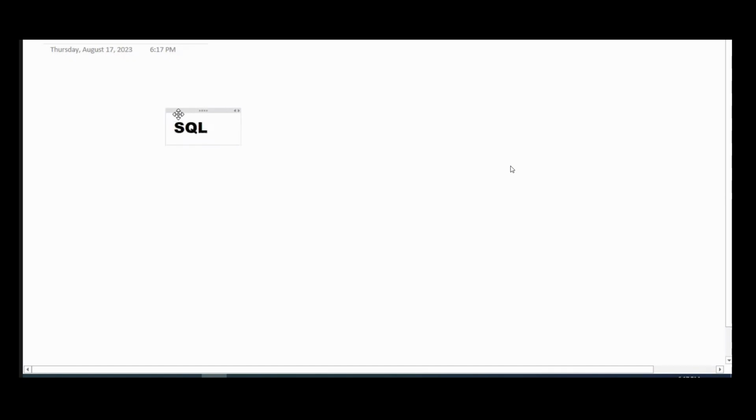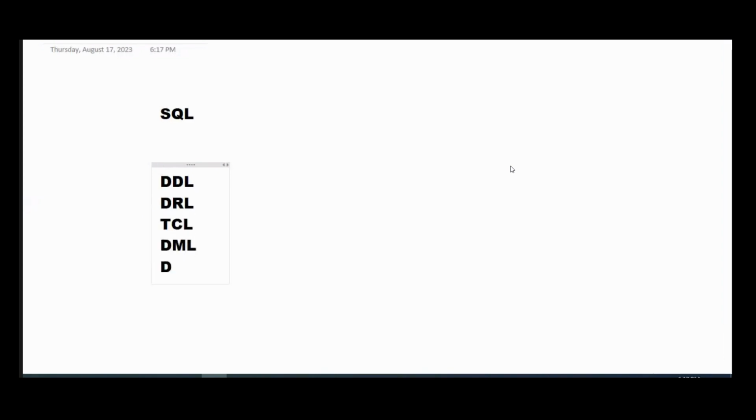So in Oracle, we are discussing SQL. SQL provides how many sub-languages to us? Five. What are those? These here. These are the five sub-languages.